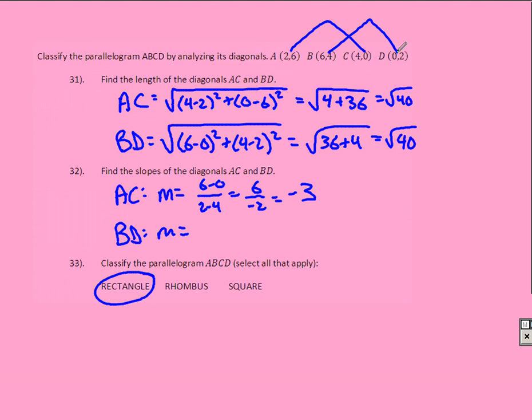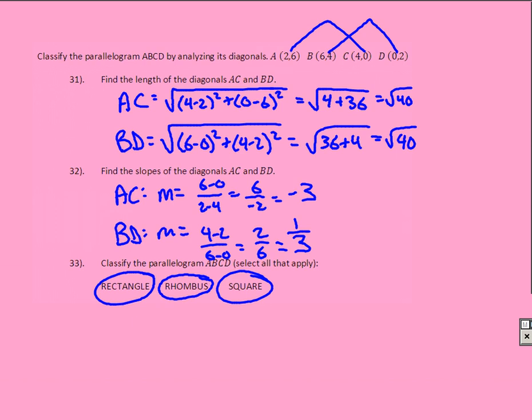Alright, for BD, same thing. Subtract the y's on top, 4 minus 2, and subtract the x's on the bottom, 6 minus 0. And I should get 2 on the top, 6 on the bottom, which gives me a positive 1 over 3. So, look what happens. I have opposite slopes, and one's the reciprocal of the other. That makes it also a rhombus because they're perpendicular diagonals. So a rectangle and a rhombus, that means it's also got to be a square. That's how you want to set these up.